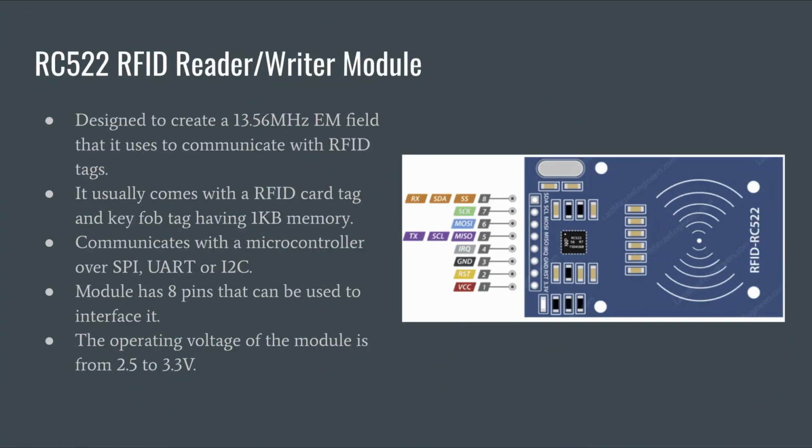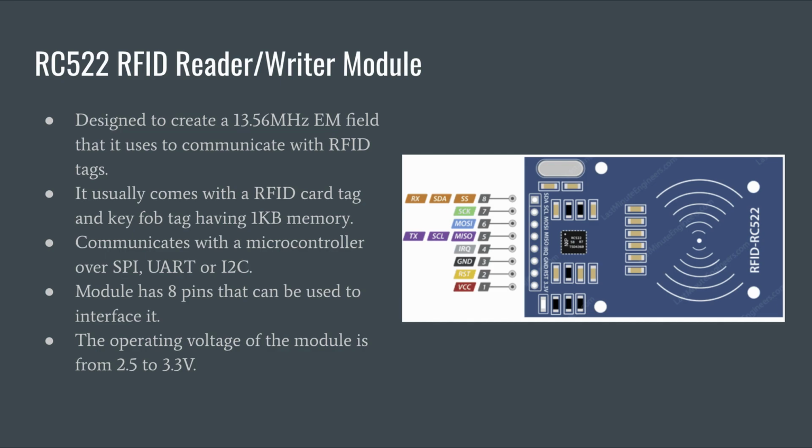The RC522 is a 13.56 MHz RFID module that is based on the MFRC522 controller. It is commonly used in attendance systems and other person or object identification applications. The RC522 has an operating voltage between 2.5 volts and 3.3 volts and is hence normally powered by 3.3 volts. It should also be used with 3.3 volt communication lines.